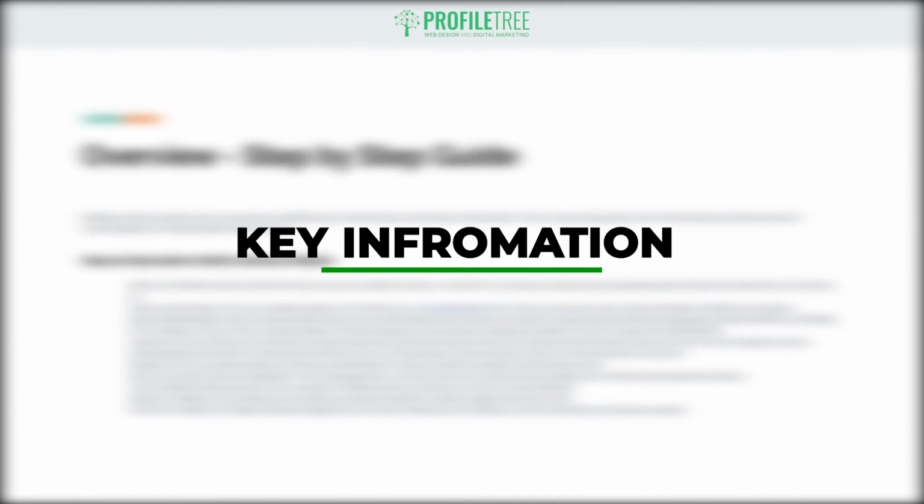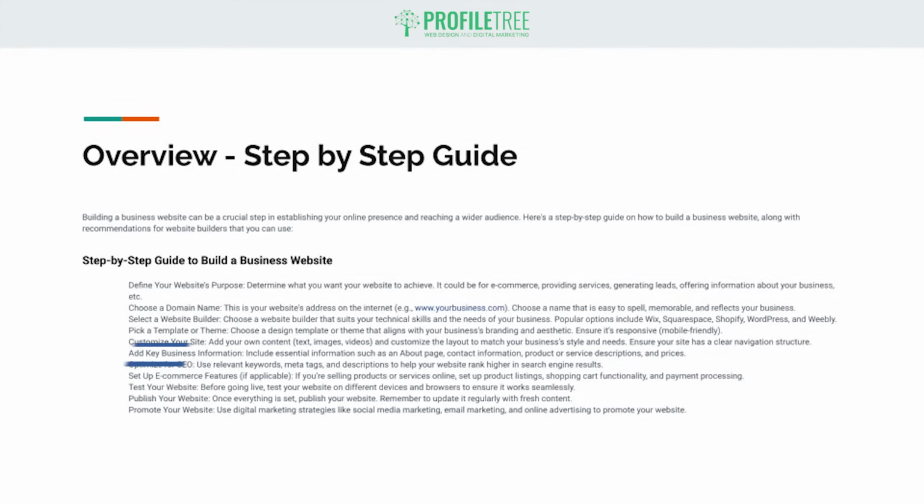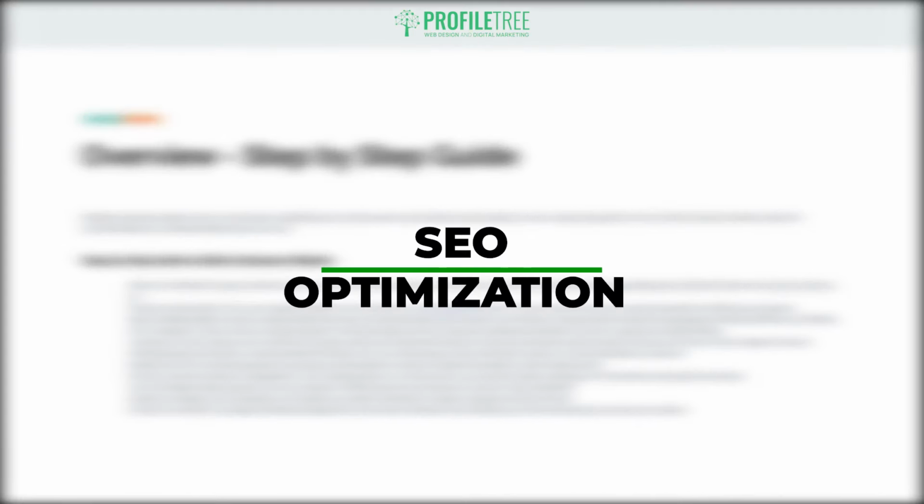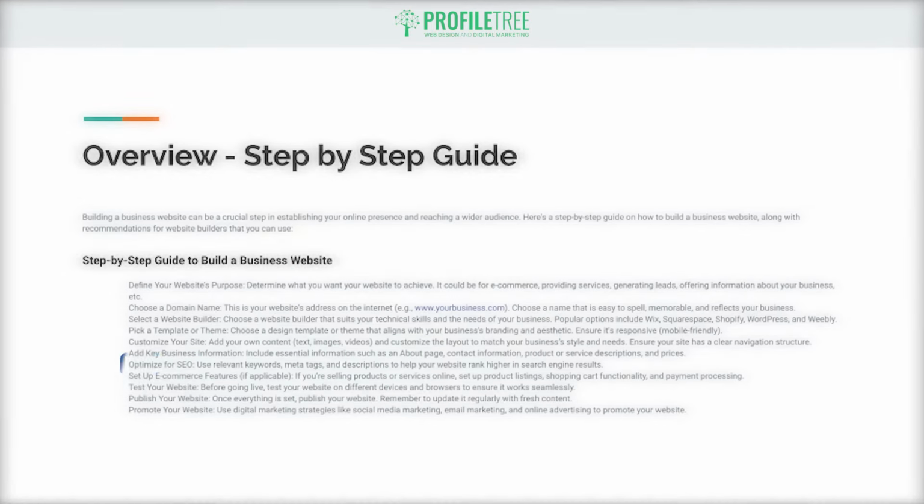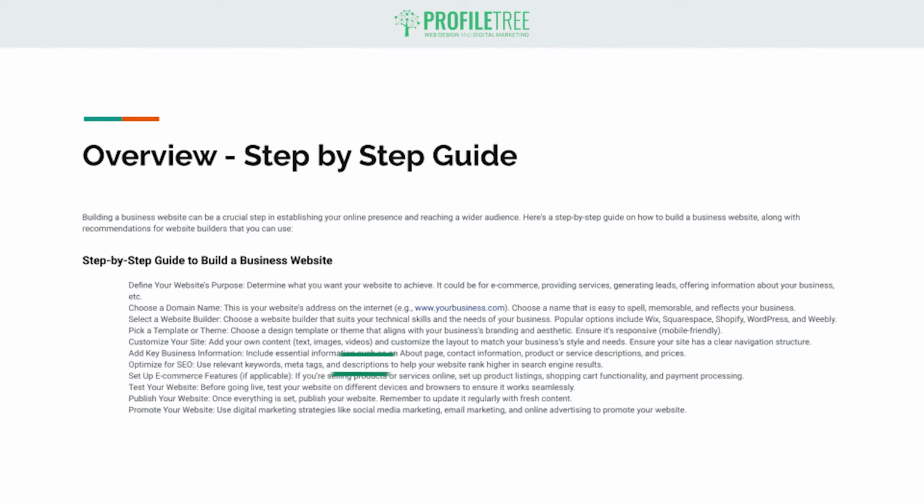Number 6 would be to add key business information. So include essential information such as an about page, contact information, product or service descriptions, as well as prices. But we'll go through this later on in the video when we're creating a business styled website. Number 7 would be to optimize for SEO. So use relevant keywords, meta tags, and descriptions to help your website rank higher in search engine results.